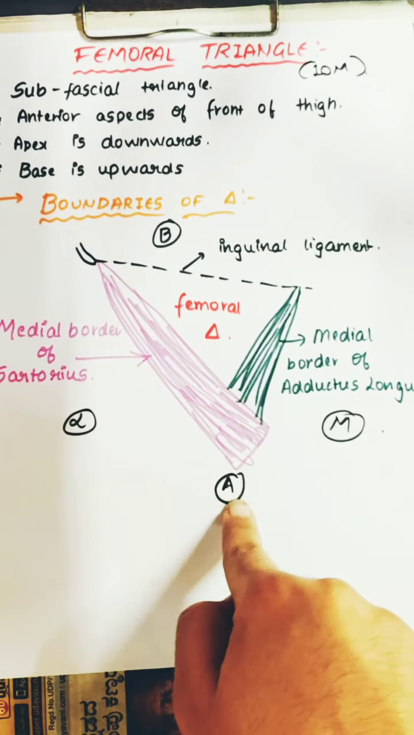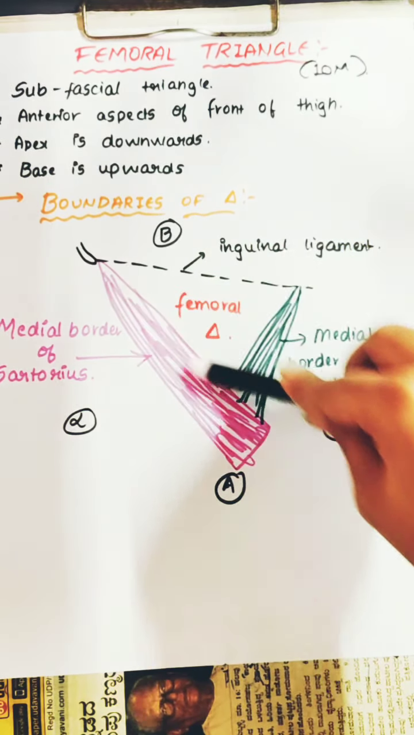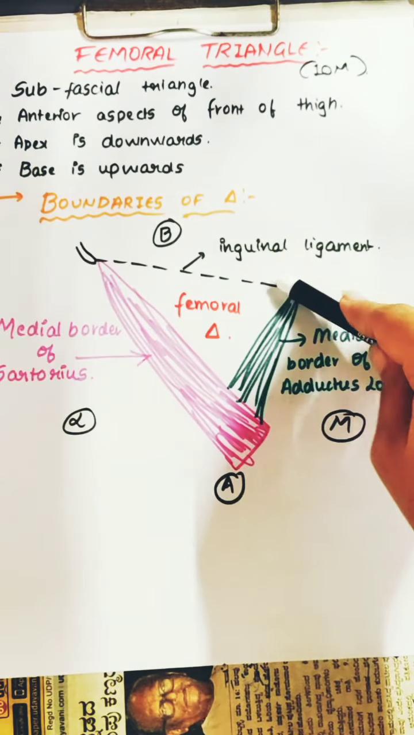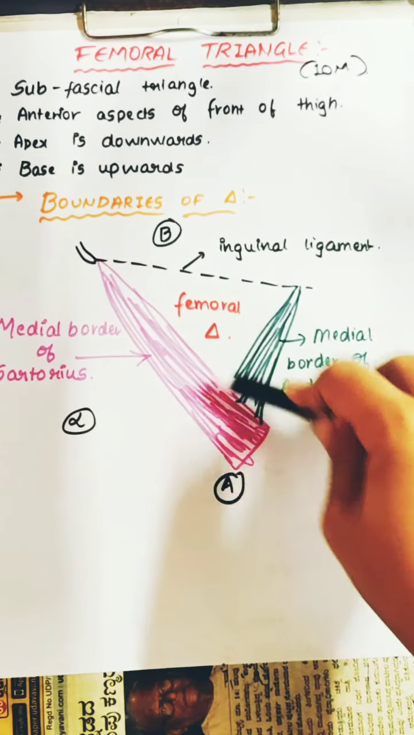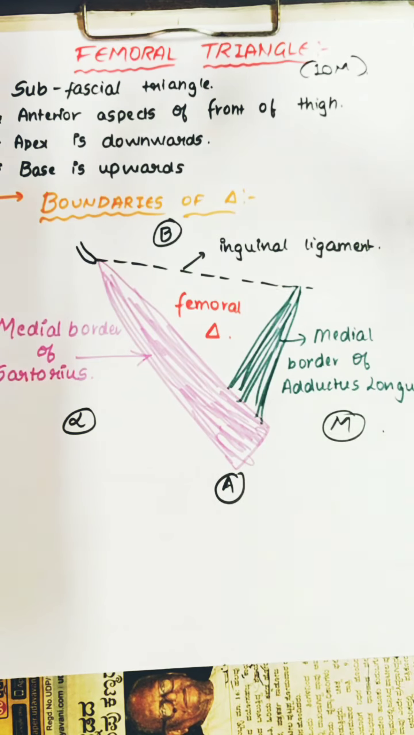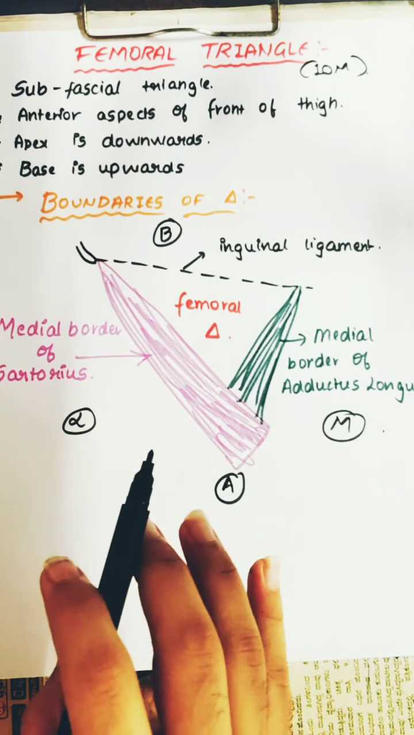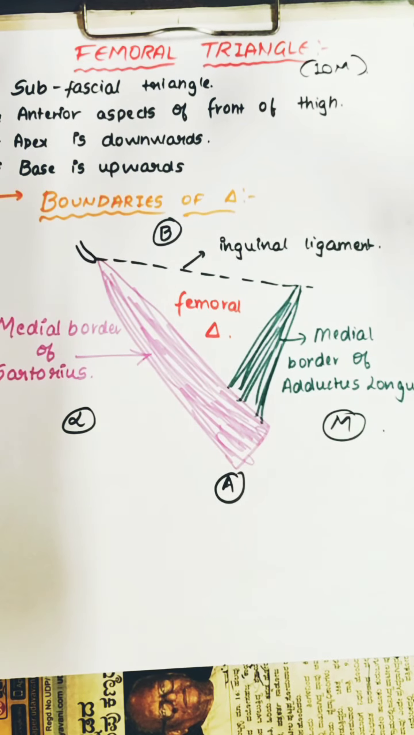You can see the apex is formed by the meeting of the medial border of sartorius muscle as well as the medial border of adductor longus muscle. It consists of a floor as well as the roof. First we'll write these points, then I'll be showing the diagram of the floor.